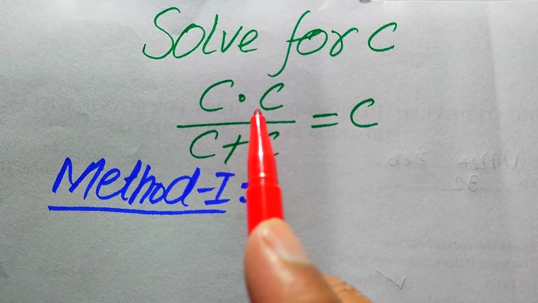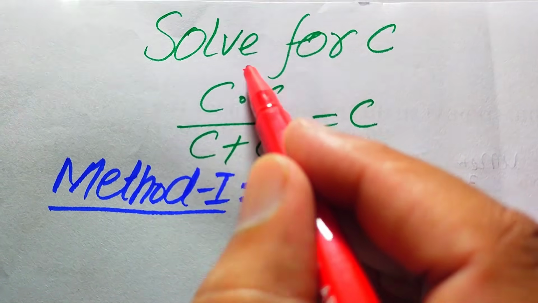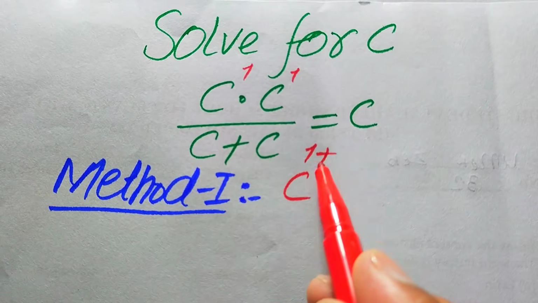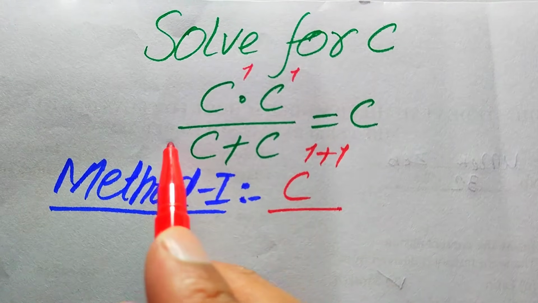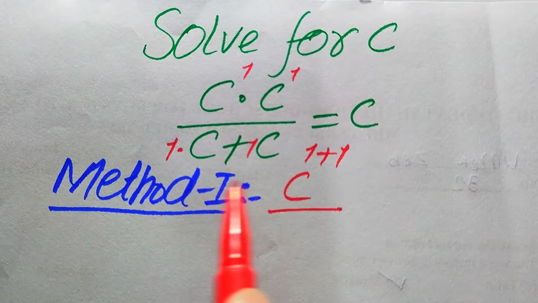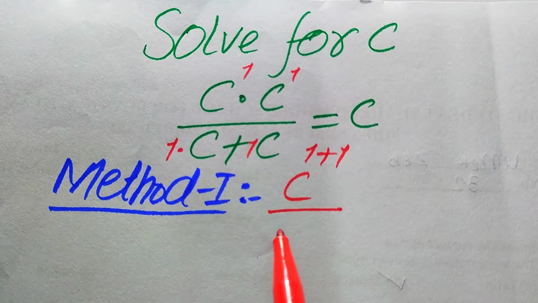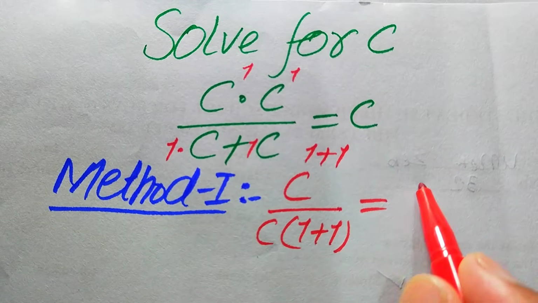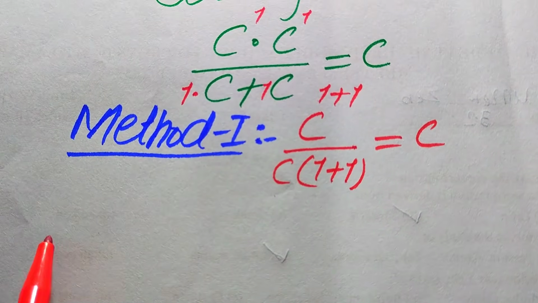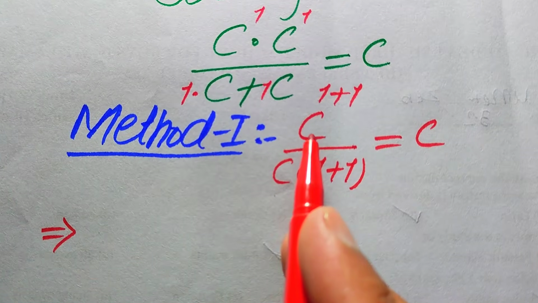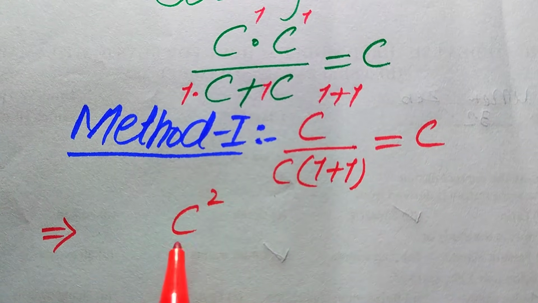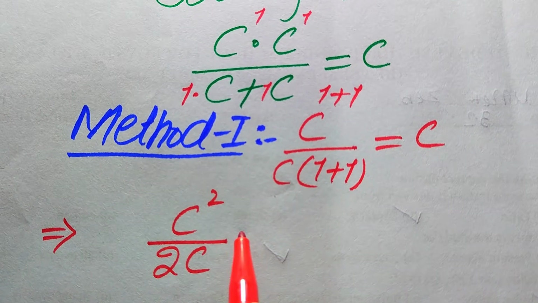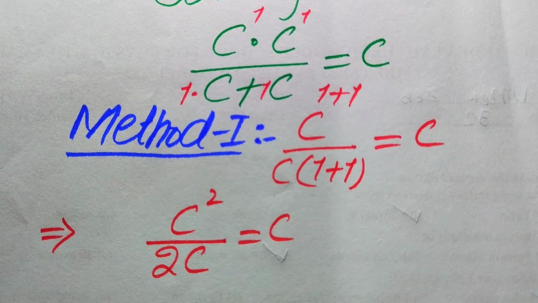Here you see that two same variable terms are multiplied by each other, so we need to add their exponents, and we get c to the power of 1 plus 1 divided by, here we need to add the coefficients of both of these two terms. So we write it as, here we take common c and we get c times of 1 plus 1 is equal to c. So further in the next step we need more simplifications here, and we get c to the power 1 plus 1 becomes c square divided by 2 times of c, and this is equal to c.